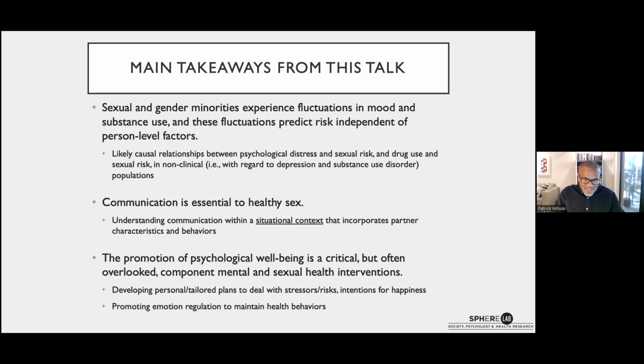Other thing that I'd like to really end on is thinking about communication and how important it is to not just healthy sex, but how important it is to understand the situational context in which communication occurs, and thinking about sex, as I think many of us do now, but as more than just an individual behavior, but one that involves partners.